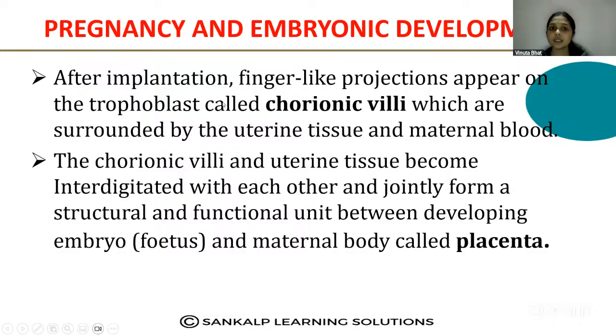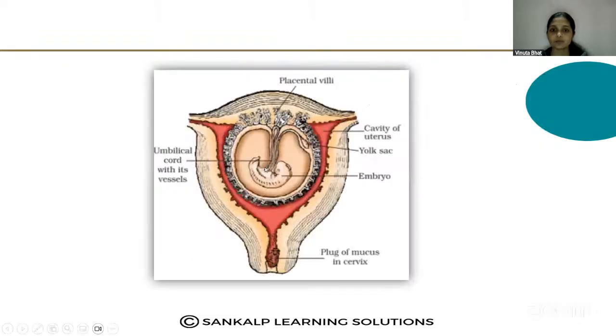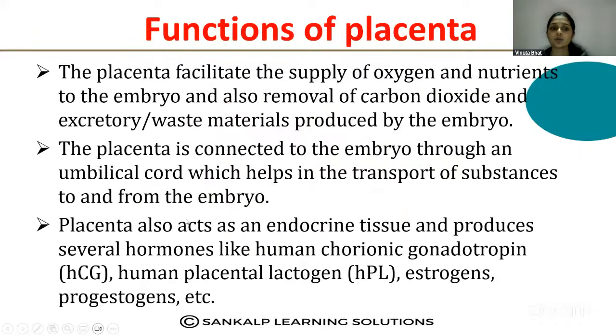Here, after the implantation, finger-like projections appear, called the chorionic villi, and these chorionic villi and the uterine tissue interdigitate and form the structural and functional unit called the placenta. So this is the placental villi. Very important are the functions of the placenta and the hormones released by the placenta.